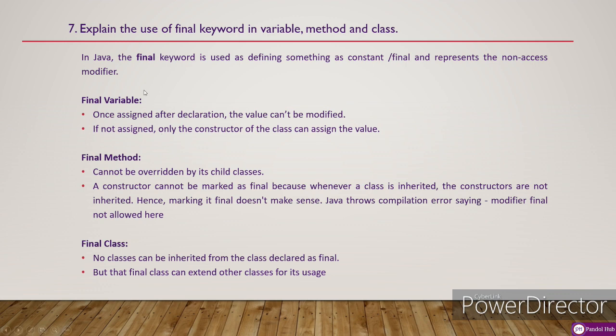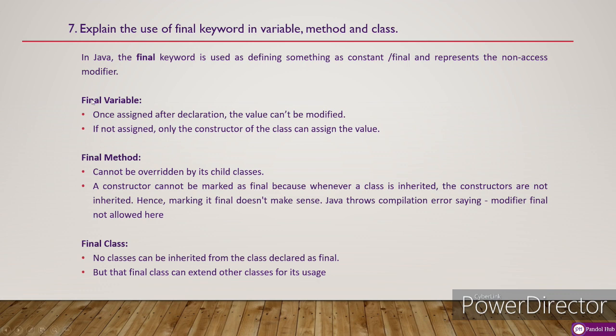So the next question. Explain the use of final keyword in variable, method, and class. So this final keyword is used as defining something as constant, final, and represents the non-access modifier. So basically it is used to define a constant or the behavior to be restricted. So depending upon if it's a variable or method or a class, it varies.